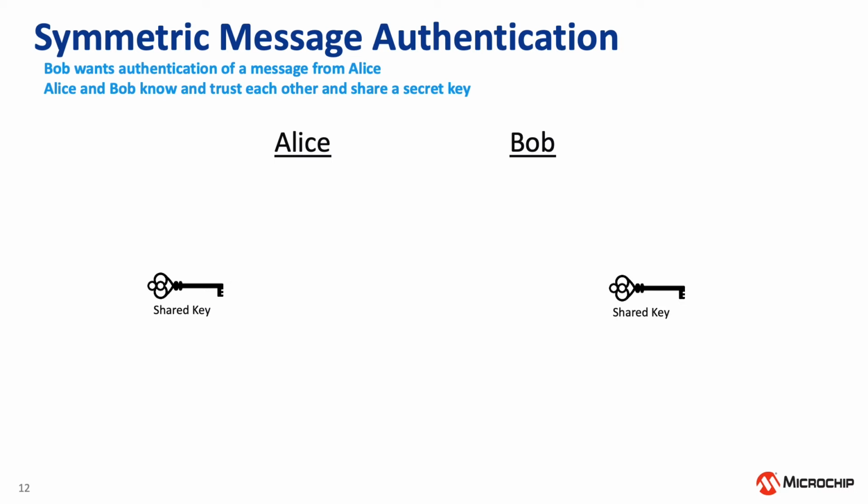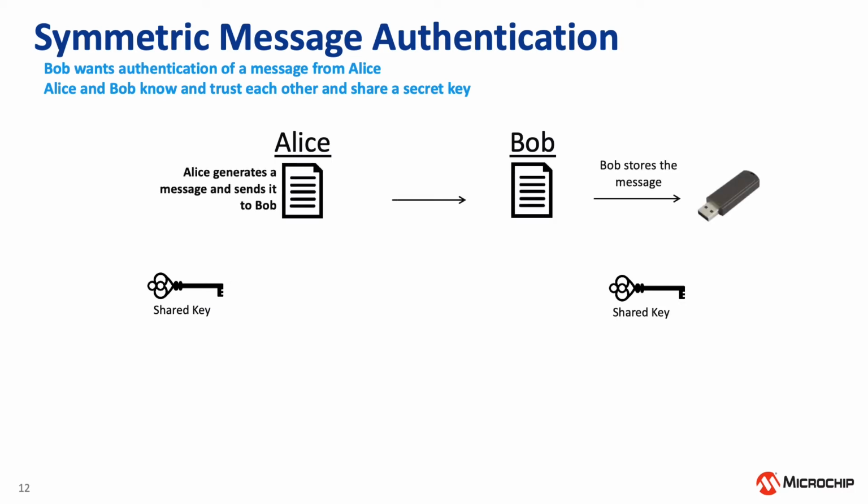Now let's assume that Bob wants authentication that a message came from Alice. And of course, same deal goes. Alice and Bob know and trust each other, and they have the same shared key. So this time, Alice generates a message and sends it off to Bob. Bob takes that message and puts it on the side. He doesn't know it's really from Alice and genuine yet, so he's not going to even read it yet. Then Alice and Bob both hash the message along with the shared key. They simply put the key through first and then put the message through second, and just concatenate the two.